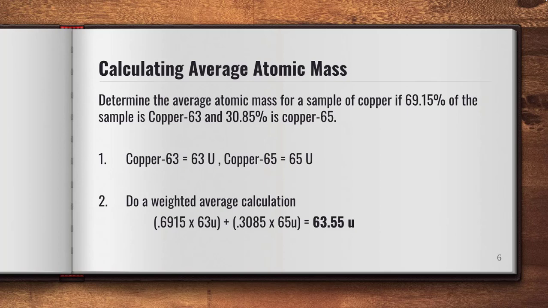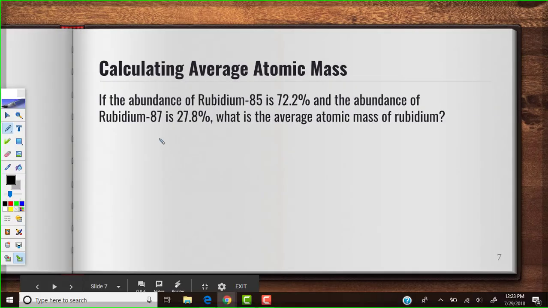So it's a pretty easy calculation, but let's do one together just to make sure we're all on board. If the abundance of rubidium-85 is 72.2% and the abundance of rubidium-87 is 27.8%, what is the average atomic mass of rubidium? Well, again, we need to look for our givens. We're given rubidium-85 is 72.2% and rubidium-87 is 27.8%. And the question is asking for the average atomic mass. So this is just going to be like the calculation we just did.